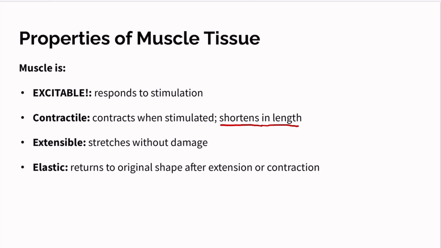One awesome thing about our muscle is that it can extend. It is extensible, which means it can stretch without damage. But then what is great about our muscle is that it is also elastic. And you should know this term by now. Elastic means that it can stretch, but then it can return to its original shape.